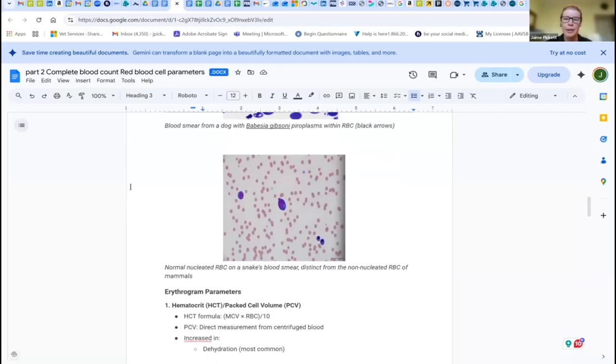So, interpreting the red blood cell portion of the CBC: key parameters. Let's walk through the major red blood cell indices and what they actually tell us.